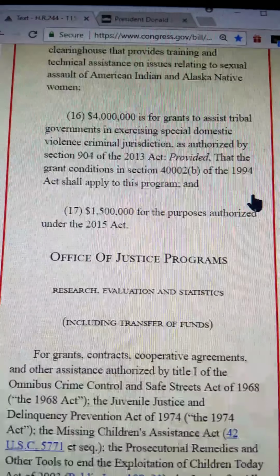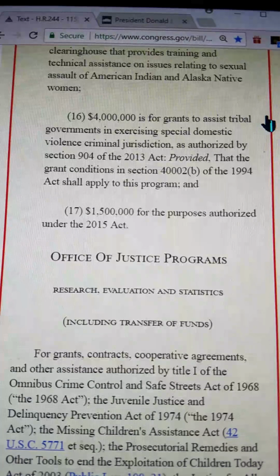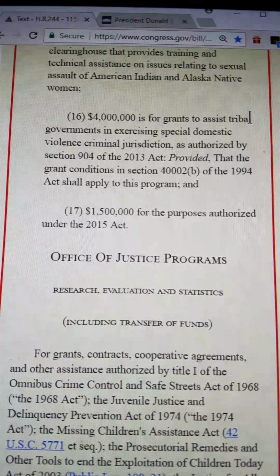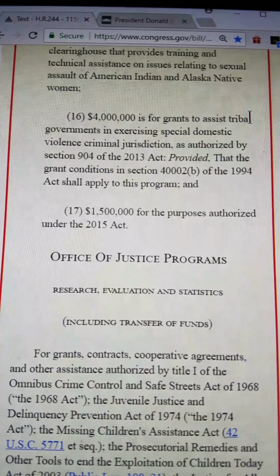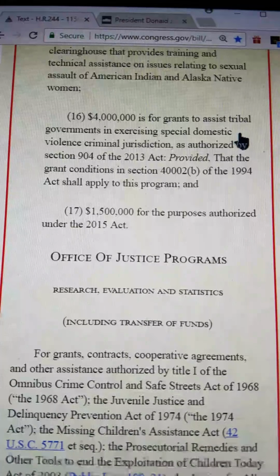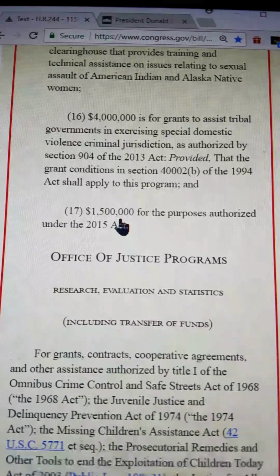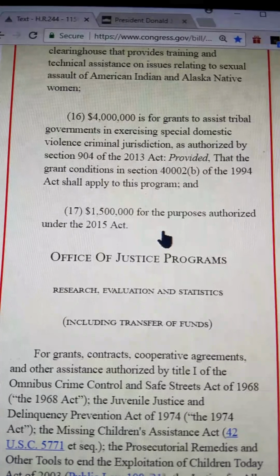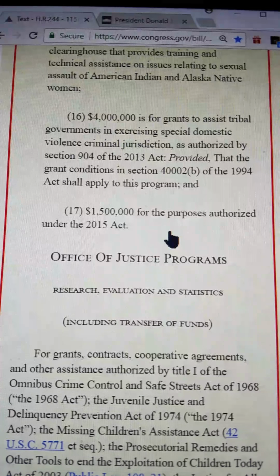$4 million is for grants to assist tribal governments in exercising special domestic violence criminal jurisdiction as authorized by Section 904 of the 2013 Act, provided that the grant conditions in Section 440-002B of the 1994 Act shall apply to this program, and $1,500,000 for the purposes authorized under the 2015 Act.